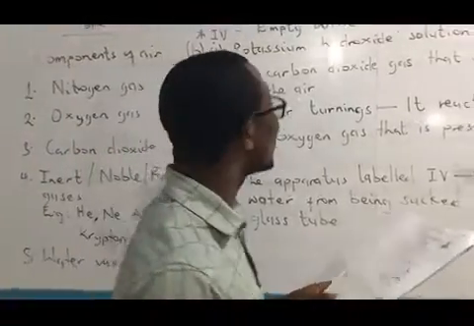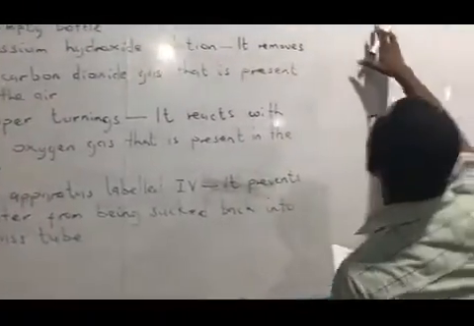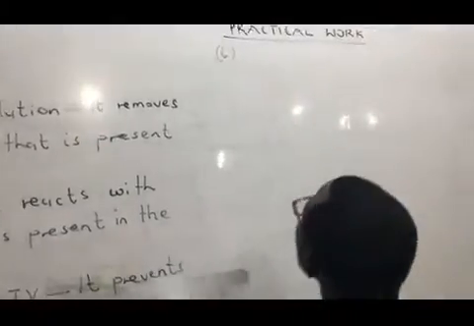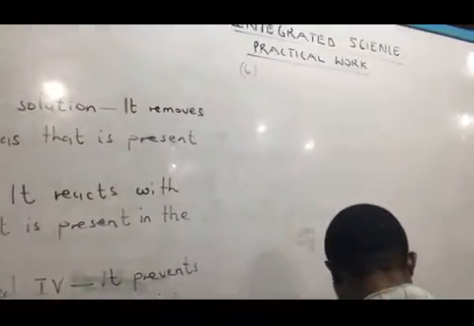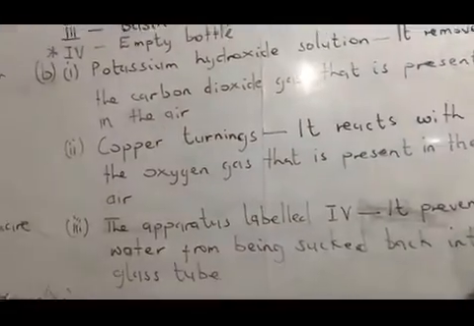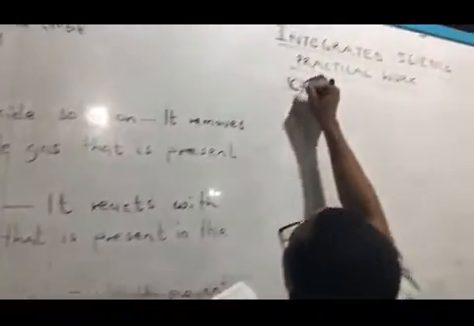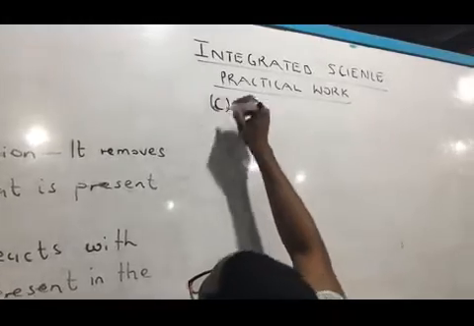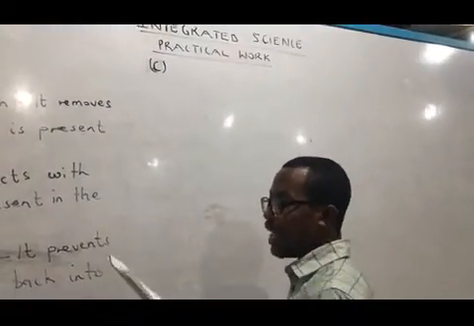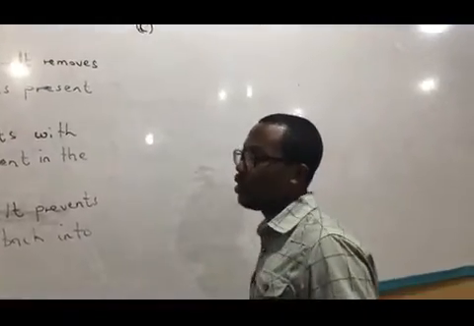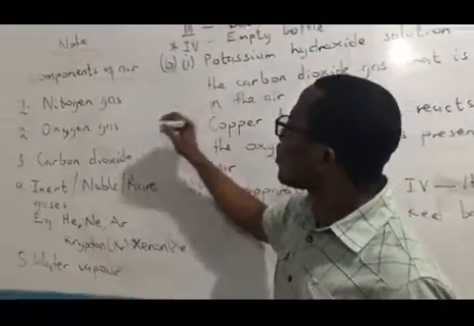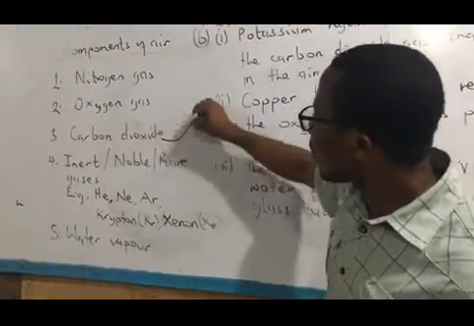Okay. Now let's look at the last question. Question C. Question C says, name one gas which is likely to be collected in addition to nitrogen. So let's come back here. The potassium hydroxide solution has removed the carbon dioxide.